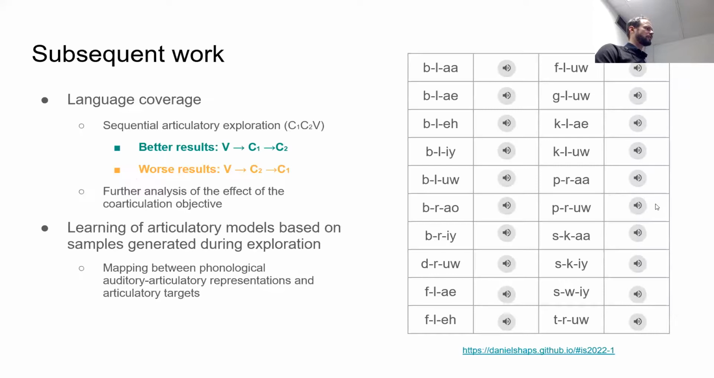So from here, some ongoing work. In the direction of greater language coverage, we've started working on more complex syllables. With CCV syllables, we have some sets of experiments where we also test sequential optimization. So is it possible to independently optimize the vowel segment, and on that basis find the correct consonants, or do we have to optimize everything jointly?